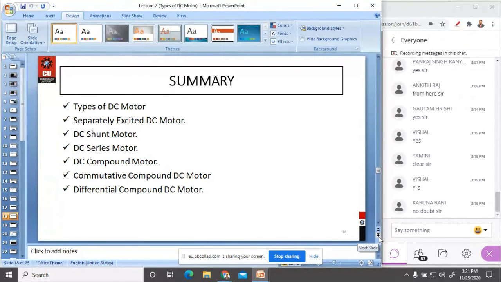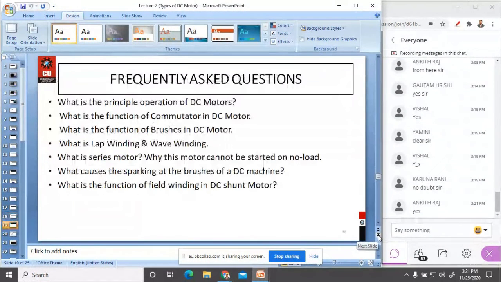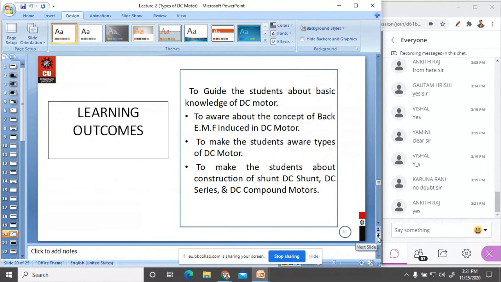In this topic, we have covered the types of DC motor: separately excited DC motor, DC shunt motor, DC series motor, and DC compound motor, including cumulative compound motor and differential compound DC motor. Okay. So these are some frequently asked questions.